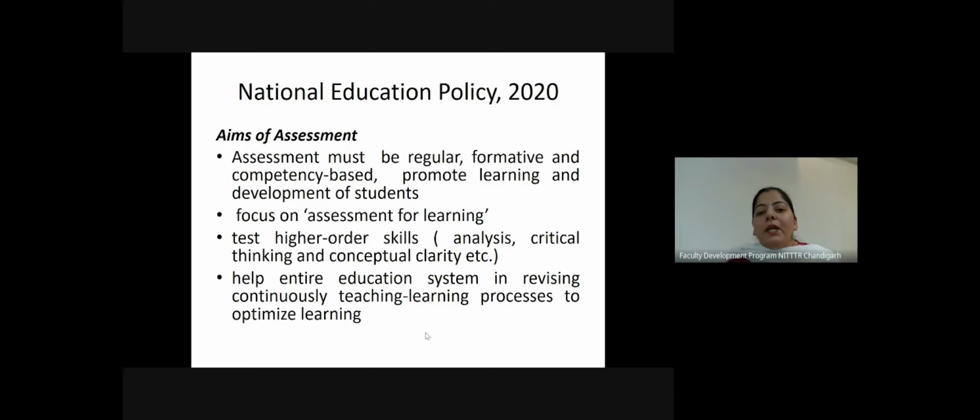But NEP 2020 किस चीज़ पे focus कर रही है? Test higher order thinking skills, analysis, critical thinking and conceptual clarity, and focus on assessment for learning. So assessment must be regular, it must be formative, it must be competency based, promote learning and development of the student. So rather than using classes for exposure purposes, the classes must be used for processing on new information, and in the presence of the faculty, the students are going to ask questions to the teacher, and teacher is here to simplify that information and give it to the student.